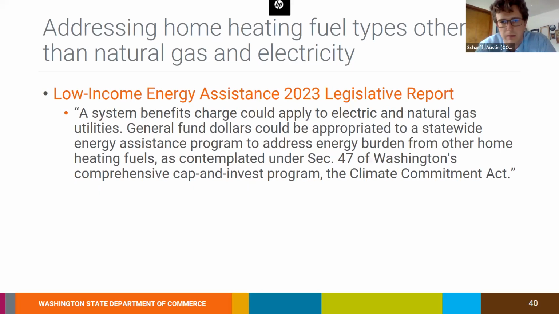And in our report, which had us look at a system benefits charge and other additional mechanisms of assistance, we point to this section 47 as being a possible statement of intent for appropriations out of the CCA to help with those non-utility energy fuels for households. In looking at the system benefits charge, which would apply to electric or natural gas utilities, what about those other fuel sources? Who covers those costs? And we pointed to this particular part of the CCA for use of general fund dollars for those purposes.